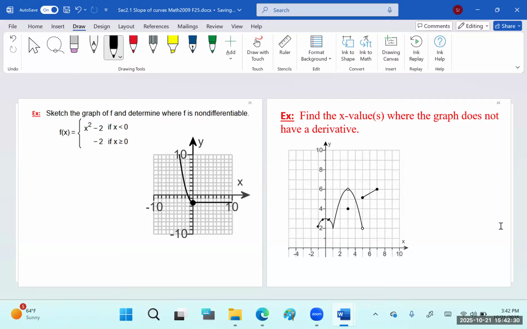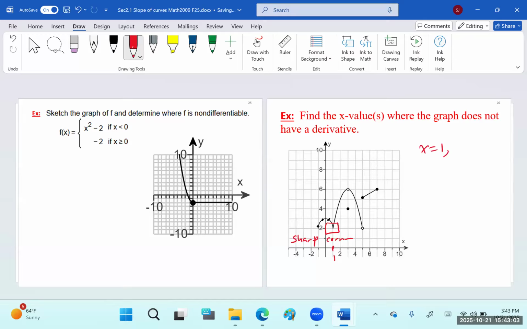Yes. So we start from here. Do you have any problem anywhere from here to here? No. Then where is our first problem? At which x value? X equals 1. What's the problem at x equals 1? Sharp corner. So our first problem starts here. X equals 1. It has a sharp corner. So at x equals 1, there is no derivative.